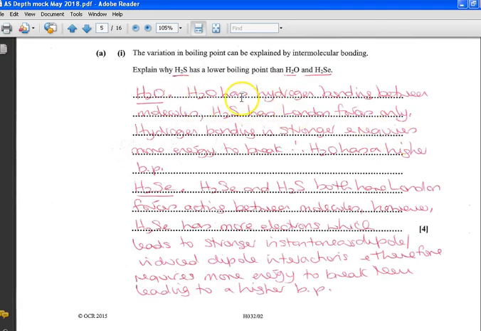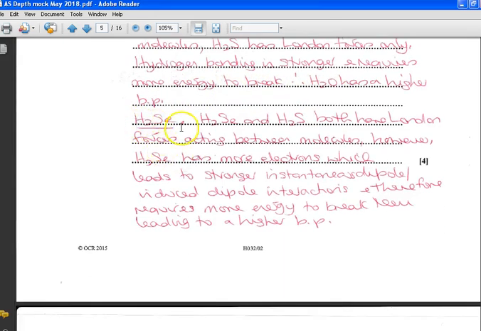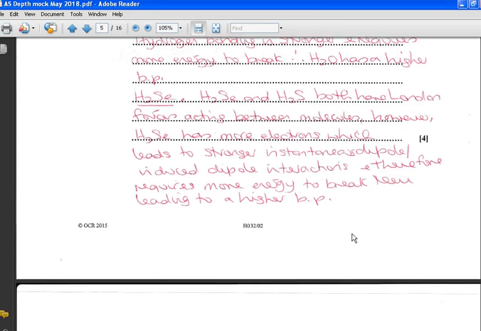So I've explained here that H2O has hydrogen bonding between the molecules, but H2S only has London forces. And then again, that same statement that you pretty much always have to use: hydrogen bonding is stronger, requires more energy to break, therefore H2O has a higher boiling point. And then the comparison with H2Se. H2Se and H2S both have London forces acting, but H2Se has more electrons, stronger instantaneous dipole-induced dipole forces, therefore requires more energy. And there's your 4 points basically.